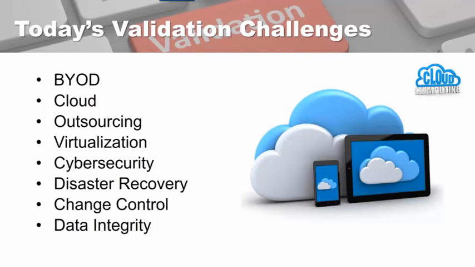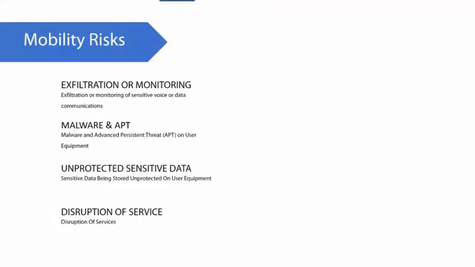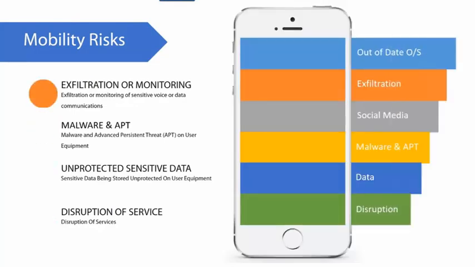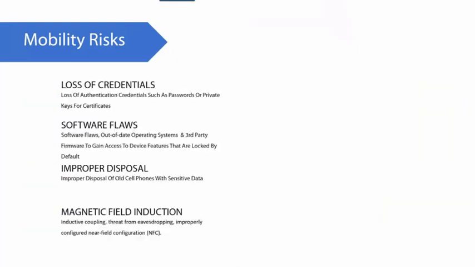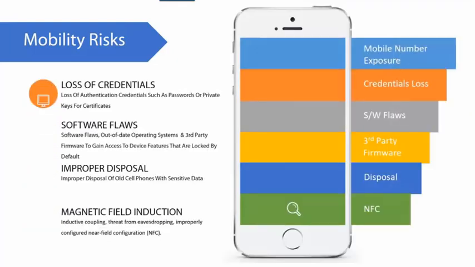Now we throw in the idea of mobility and the risk that it brings to the table. So you've got malware, advanced persistent threats, unprotected data, disruption of service, perhaps on mobile devices. And then, the typical things, users losing their credentials, software flaws, improper disposal of mobile devices, and think about that when you're thinking about validated systems and so forth.